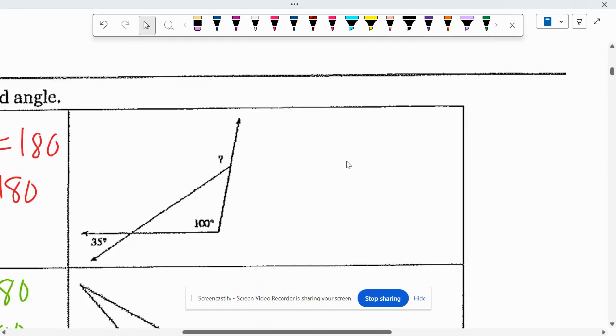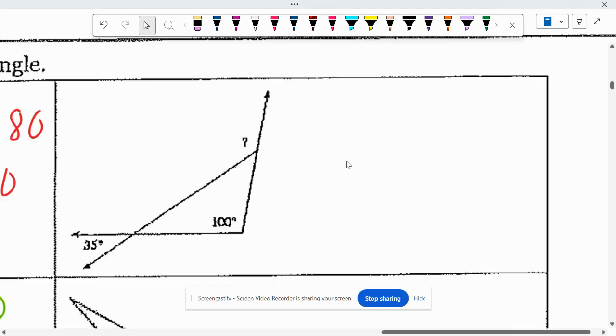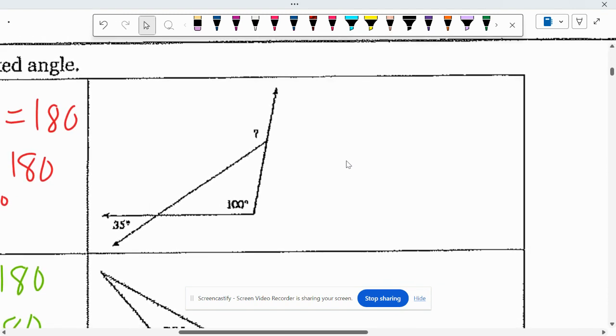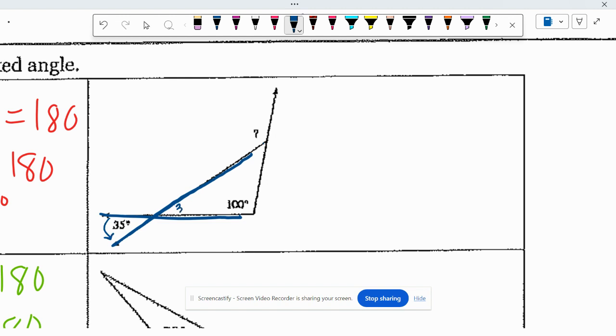So when you guys took your notes on Friday, and I'm assuming that everybody watched the video, you learned a lot of definitions. So one of the definitions that you learned was about two angles that are formed by two intersecting lines or segments. What are those called? They're called vertical angles. And vertical angles are congruent. So if this angle has a measure of 35, then this angle also has a measure of 35.